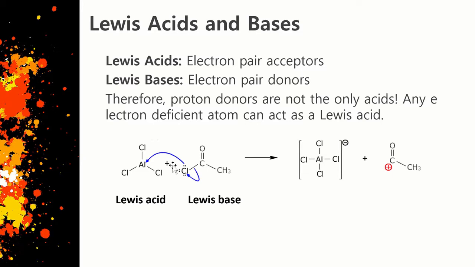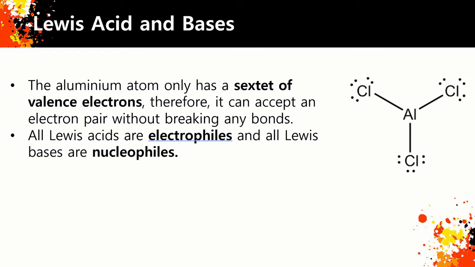So this is a little bit different from our Bronsted-Lowry acids and bases, where we're looking specifically at proton donors or acceptors. Lewis says it's not just about protons. Whether a species can accept or donate a pair of electrons, we can classify them as acids and bases. All right, so the aluminium atom only has a sextet of valence electrons. Therefore, it can accept an electron pair without breaking any bonds. So if this is the Lewis structure of aluminium chloride, and as we know, one line represents a pair of electrons, if we count 2, 4, 6, that accounts for our sextet of valence electrons, and therefore aluminium is able to accept another pair of electrons without breaking any of the aluminium chloride bonds.